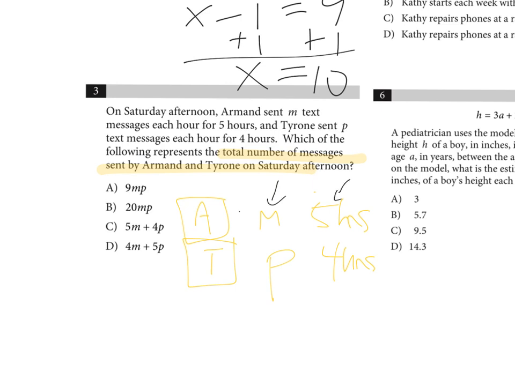Because let's say Armand sent 2 text messages each hour for 5 hours. He would have sent 2 times 5, or 10 total text messages. Well, Armand didn't send 2 messages, he sent M. M each hour for 5 hours means there are a total of 5M messages. Same difference with Tyrone, it's going to be P times 4, or 4P. And the total means we're going to add them up. So here our answer is letter C, 5M plus 4P.